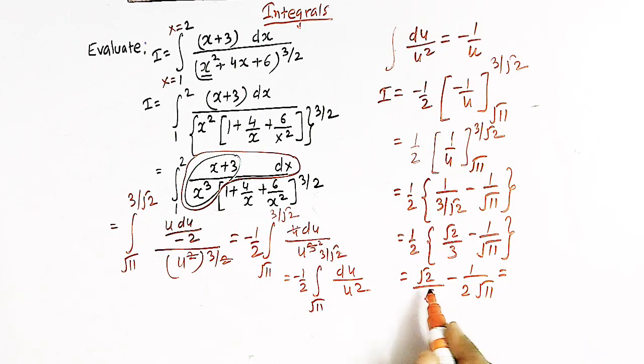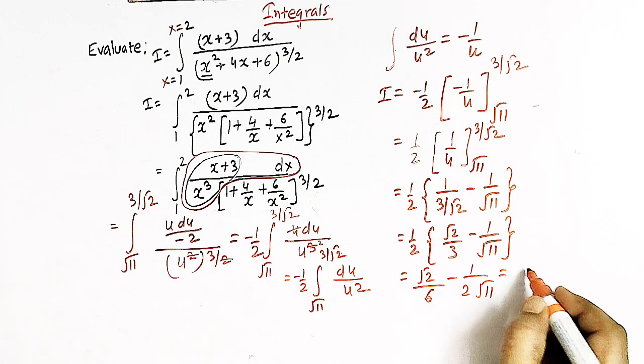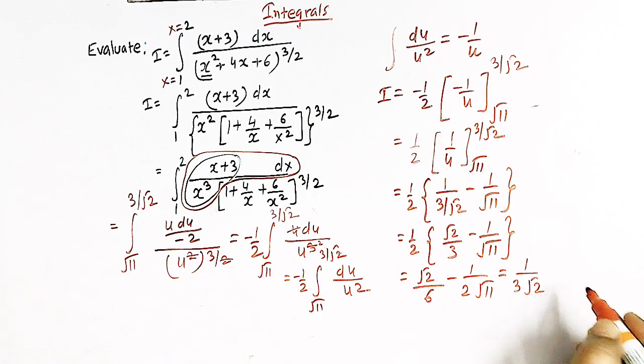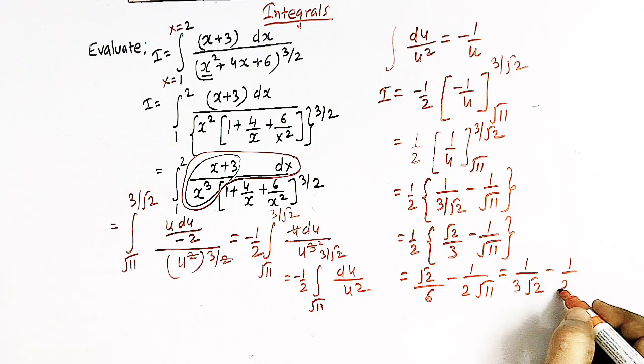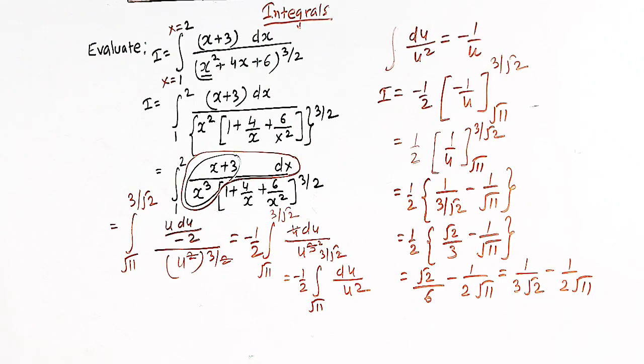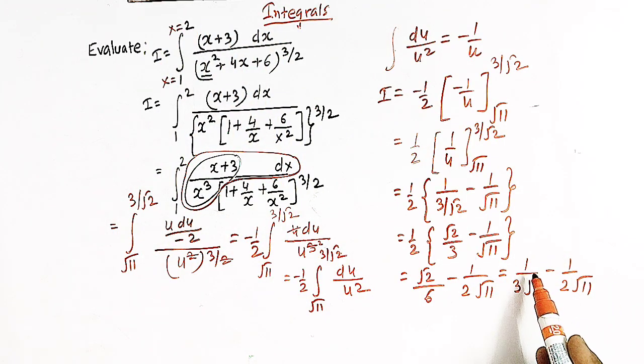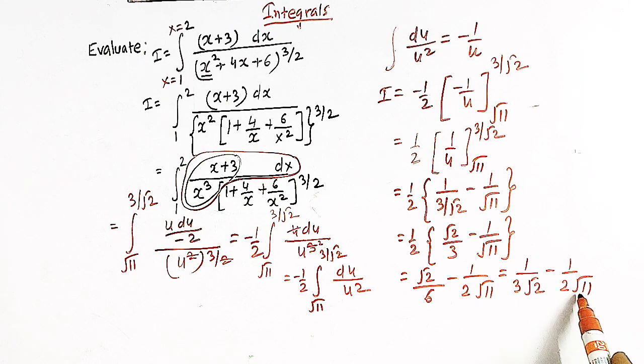So now we can rationalize this term by square root of 2. So we have simply 1 over 3 times square root of 2 minus here we have 1 over 2 square root of 11, right? So the value of this integral is given by this expression, that is 1 over 3 times square root of 2 minus 1 over 2 times square root of 11. So viewers, this is how by making use of the concept of substitution method, we can easily find out the values of these kind of integrals.